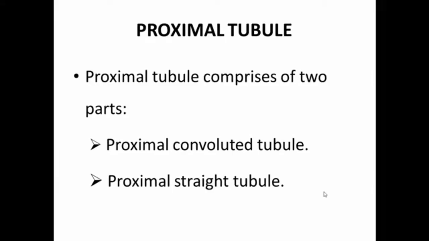Now starting from the proximal tubule. Proximal tubule comprises two parts, one convoluted part and the other the straight part. The convoluted part is called the proximal convoluted tubule and the straight part is called the proximal straight tubule.